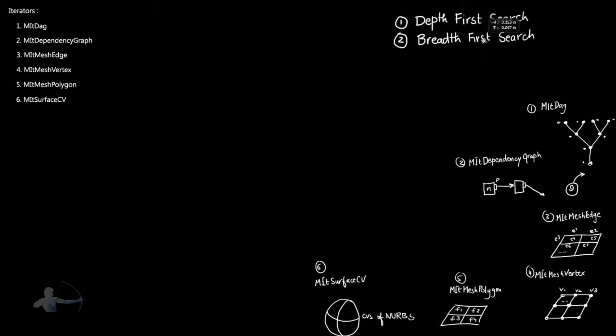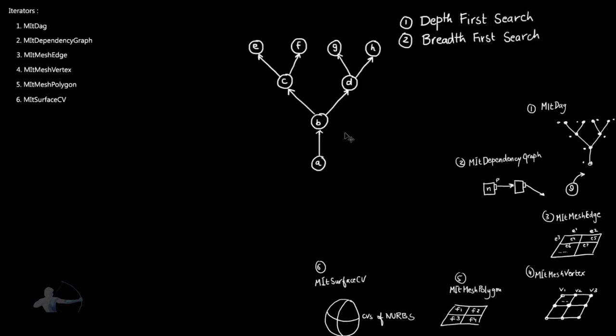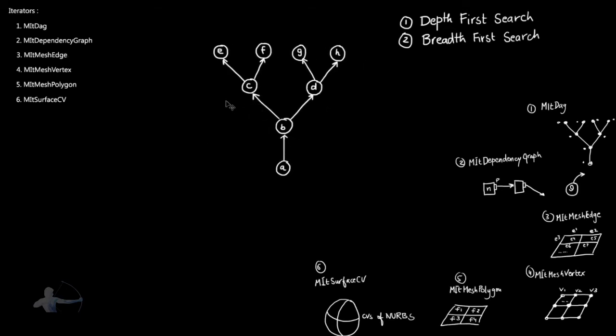So first we would understand what is depth first search. If we have a tree or a DAG and we have to traverse it using depth first search, we would first go to A, and then because there is only one node connected to A, which is B, we would go to B. Third, we would go to C, which is on the left hand side of node B.